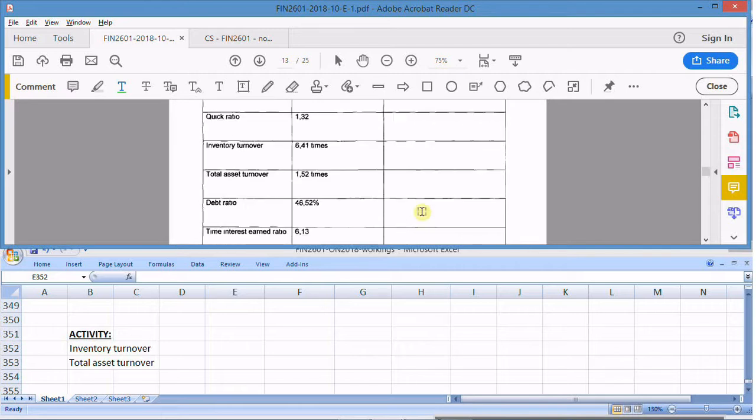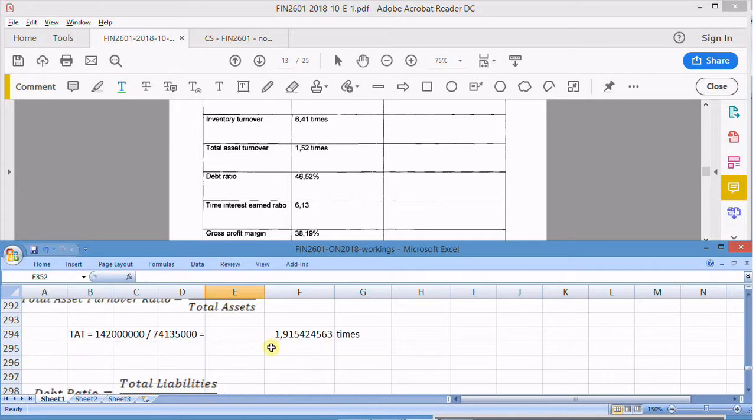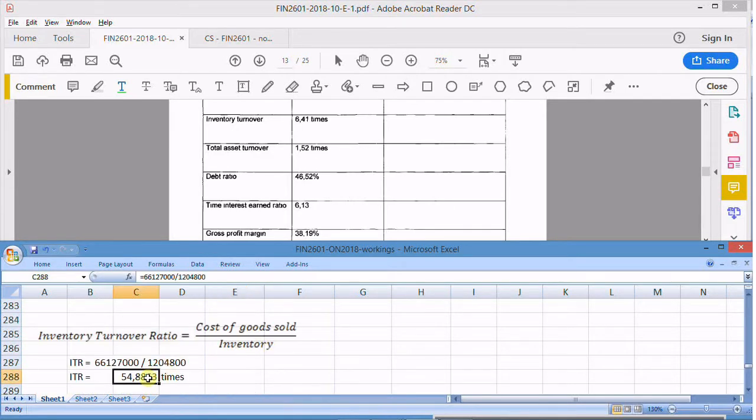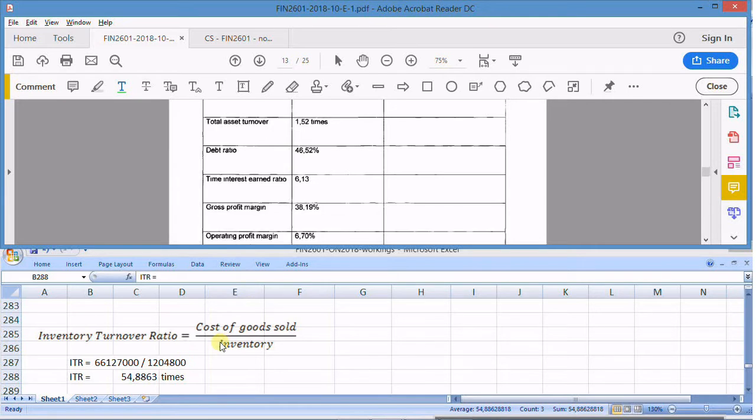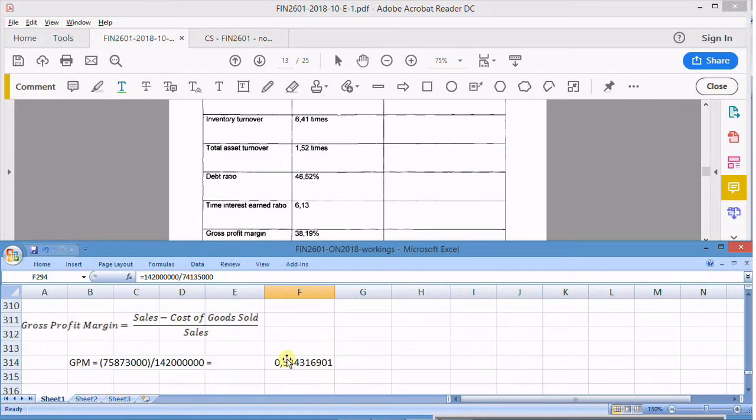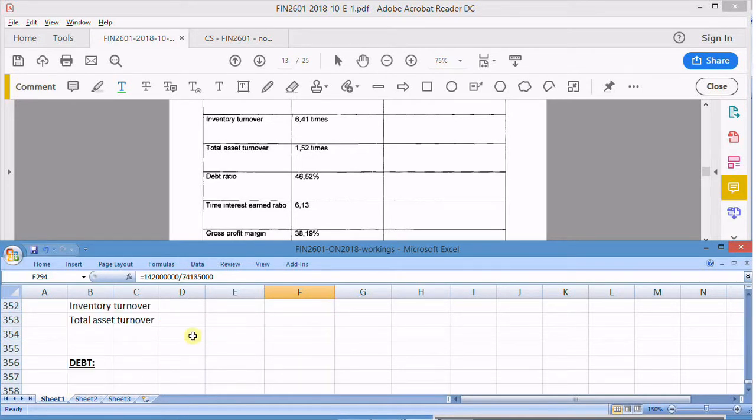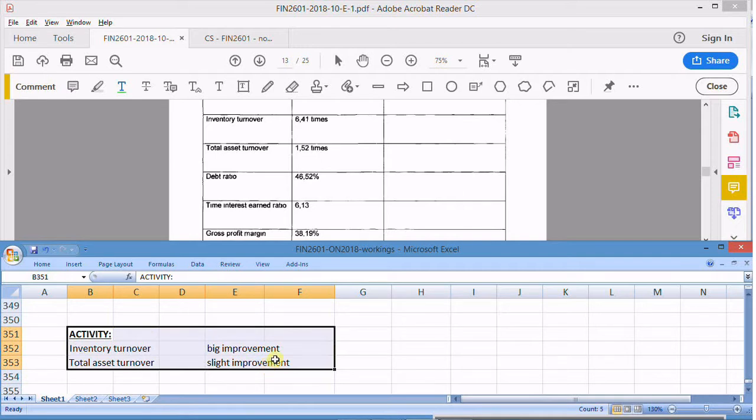Okay, so let's just do the comparison quick. Inventory turnover, total asset turnover. Okay, inventory turnover, 54 times. Did it go up or down? It went up a lot. Yeah. Okay, so big improvement. Total asset turnover, 1.52, 1.9. Also gone up, so both up. Improved. Yeah, okay, so activity has improved a lot. Big improvement. Slight improvements. Okay, and you could talk about that. Okay, so they're doing more this year than they've done before.